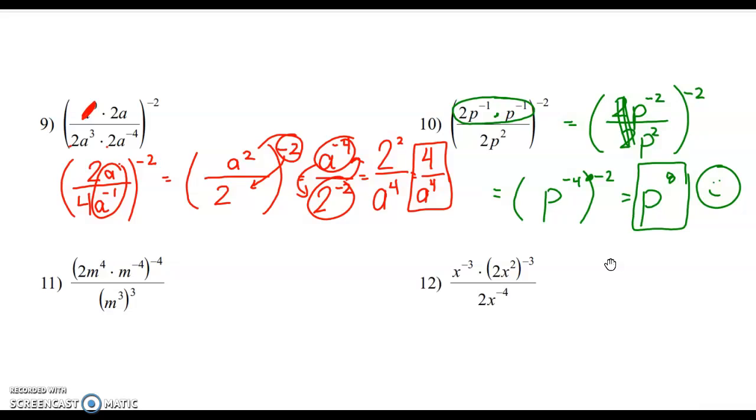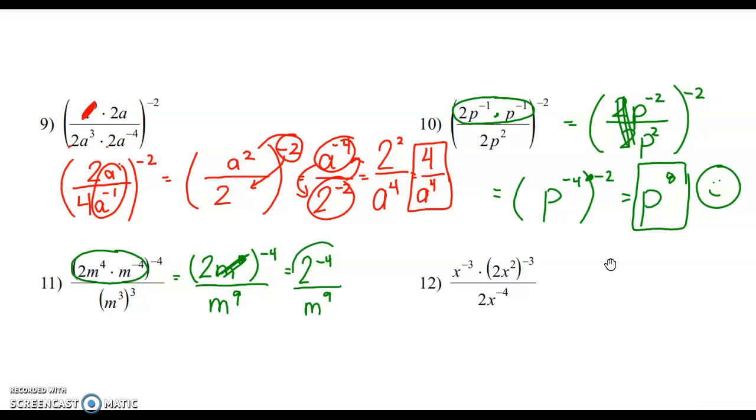Let's see what we've got going on in 11. I'm going to simplify this multiplication inside the parentheses first. So I have 2m to the 0, because when I multiply like bases, I add the exponents, right? So 4 plus -4 is 0, still the power of -4. Well, m to the 0 is nothing, so this is really 2 to the -4 over m cubed would be m to the 9.